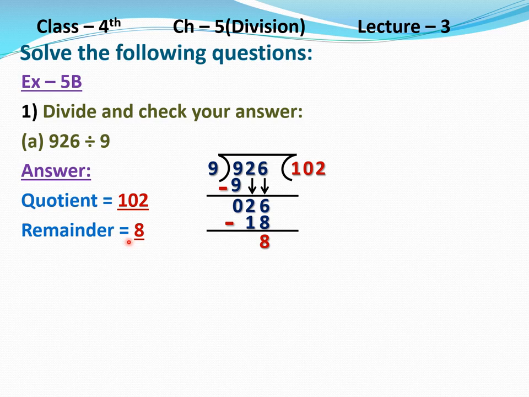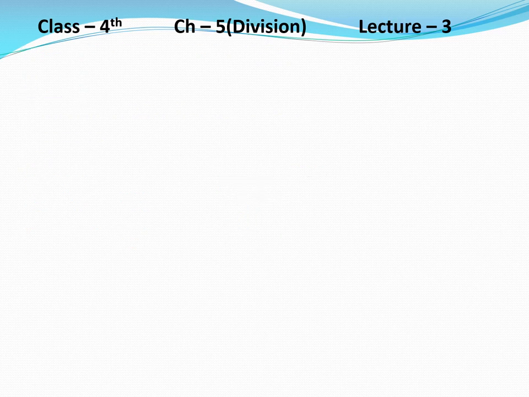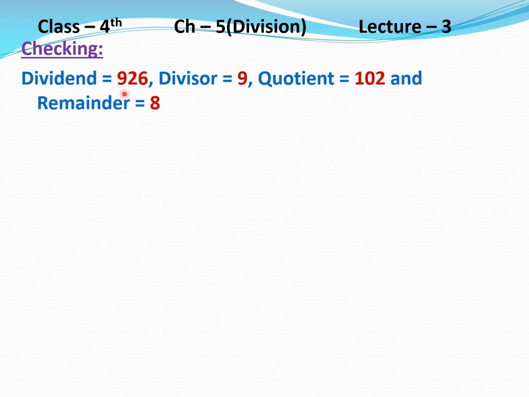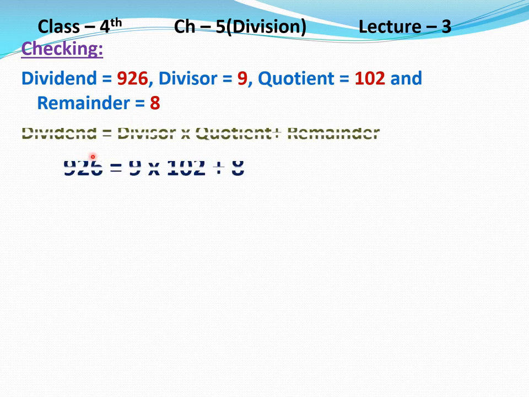Now we will check our answer. Now see. Dividend equal to 926. Divisor equal to 9. Quotient equal to 102 and remainder equal to 8. Now write down: dividend equal to divisor multiply quotient plus remainder. 926 equal to 9 multiply 102 plus 8.